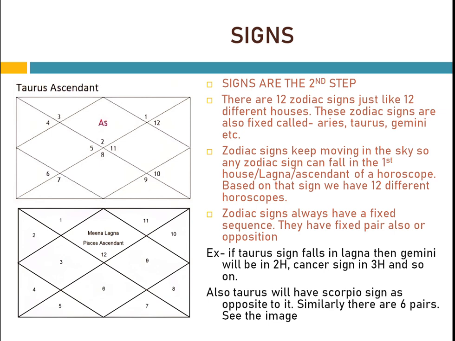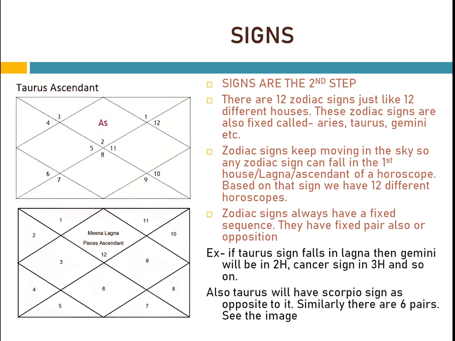Now the second layer comes, signs. Signs are a very important part of the horoscope. They make the skeleton of the horoscope, which, if you understand, you can clearly make instant or stunning predictions. So signs are very important. As we know, there are 12 houses, so there are 12 zodiac signs also. These zodiac signs are also fixed. These are Aries, Taurus, Gemini, etc. These will be 12. But these zodiac signs sit differently in different horoscopes.